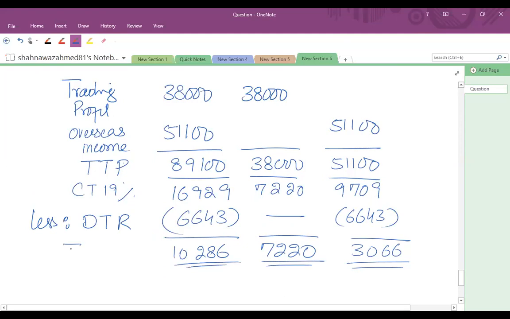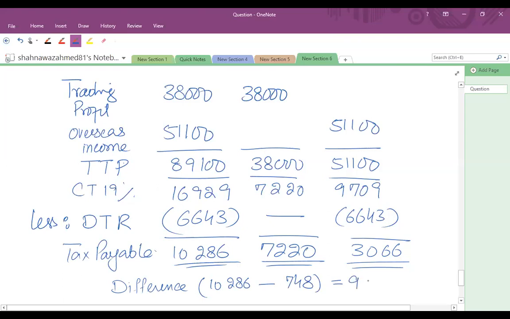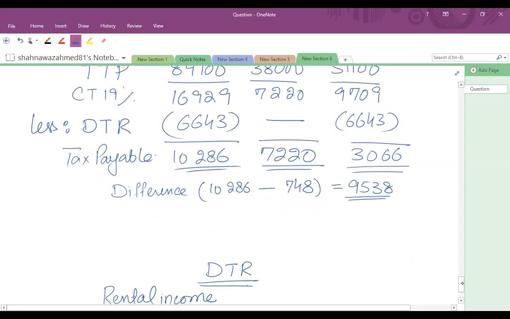As a result, you can see that the tax payable is $10,286 and previously in the calculation it was $748. So the difference is $9,538, that is $10,286 minus $748. Higher tax is to be paid if the exemption election is made, and this $9,538 can alternatively be calculated as the branch loss multiplied by 19%.